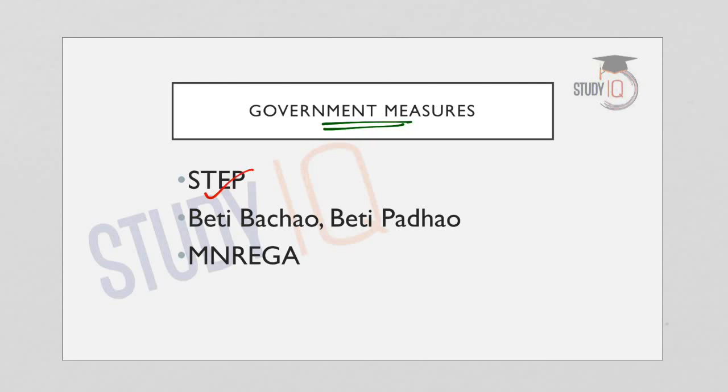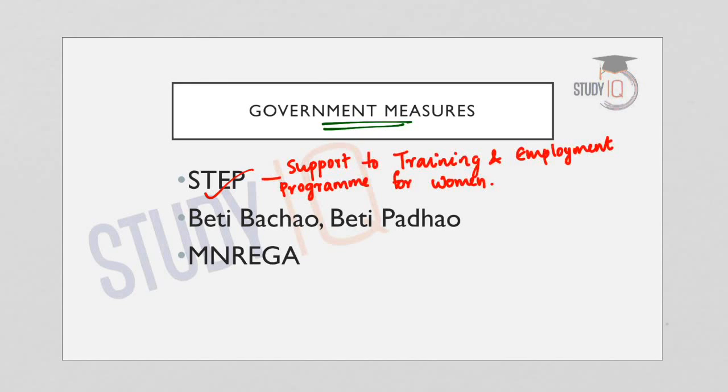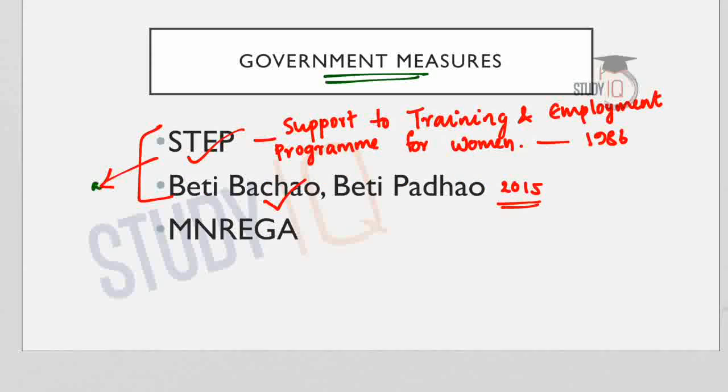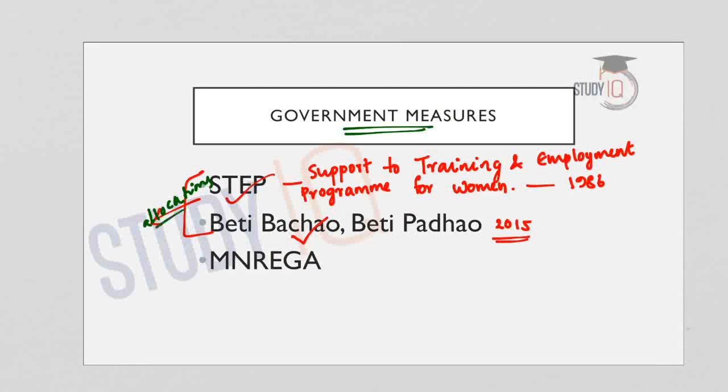The first initiative was STEP, that is Support to Training and Employment Program for Women. This was introduced in 1986, and in 2015 the government introduced the Beti Bachao Beti Padhao scheme. But the outcomes of both these schemes are not very appreciable, and this is because of insufficient budgetary allocations for such crucial schemes. The budgetary allocations for these schemes were not enough to meet the targets of the scheme. There was a notable deviation between what was budgeted or allocated for these programs and the real spending for these programs.